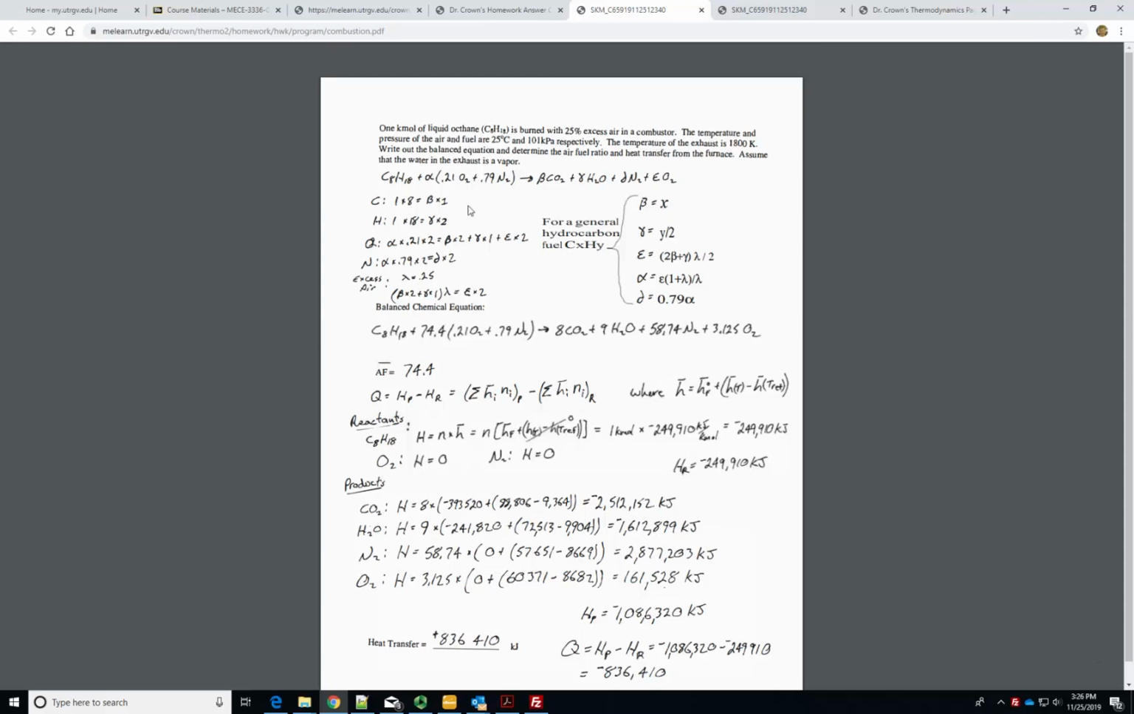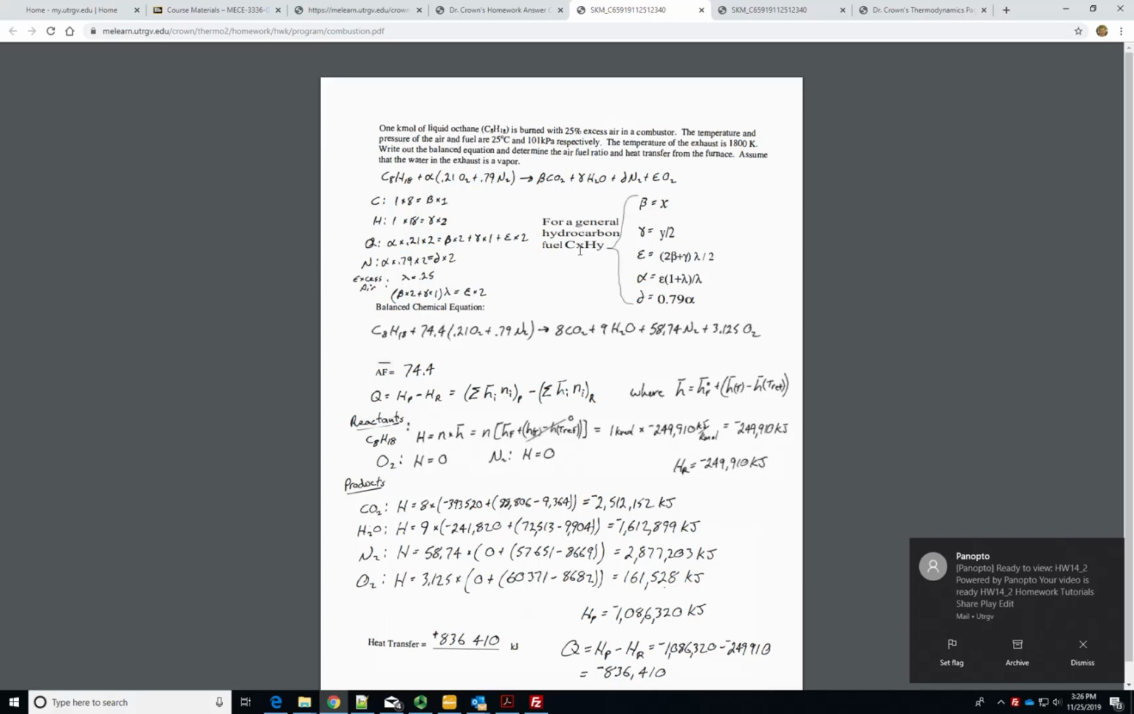And if we do that, we can solve for the balance of the carbon atoms on each side, the hydrogen atoms, the oxygen atoms, nitrogen atoms. When we do that, we can find these coefficients, beta, gamma, delta, and epsilon. For 1 kilomole of fuel, we find out with 25% excess air that alpha is 74.4, and then beta is 8, gamma is 9, delta is 58.74, and epsilon is 3.125.